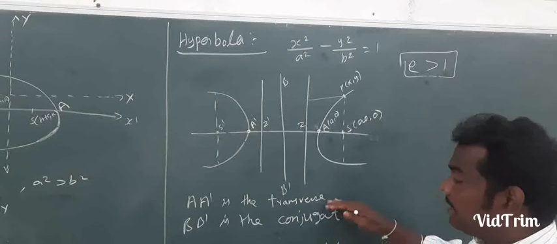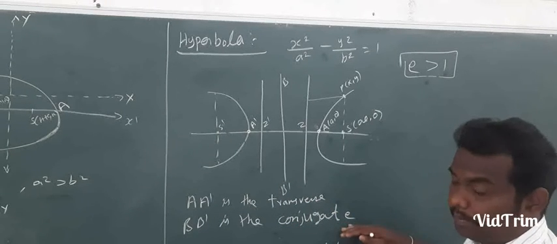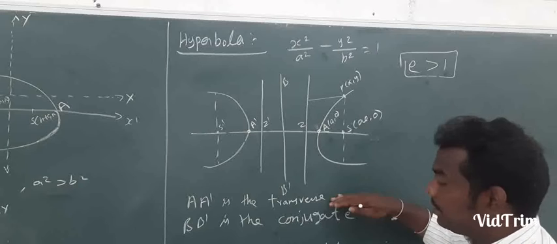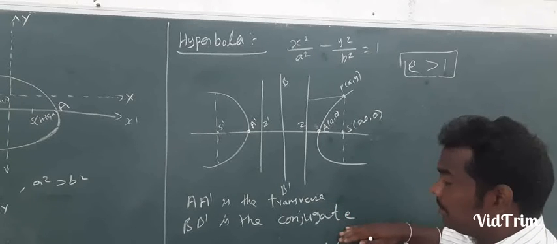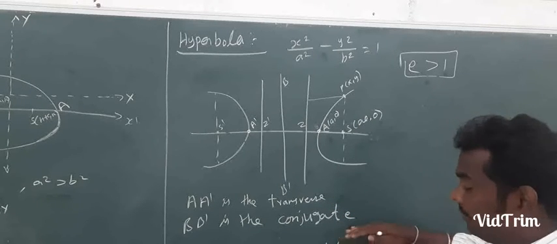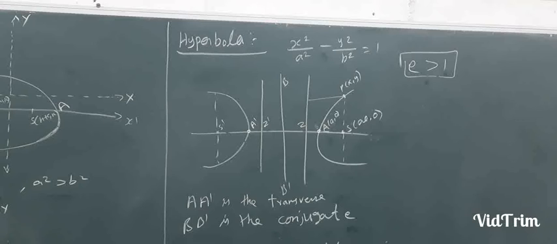Ellipse: its name is major. It is named minor. But here that is transverse, and B dash is conjugate. We have two types of equation of the hyperbola, one is horizontal and another one is vertical.